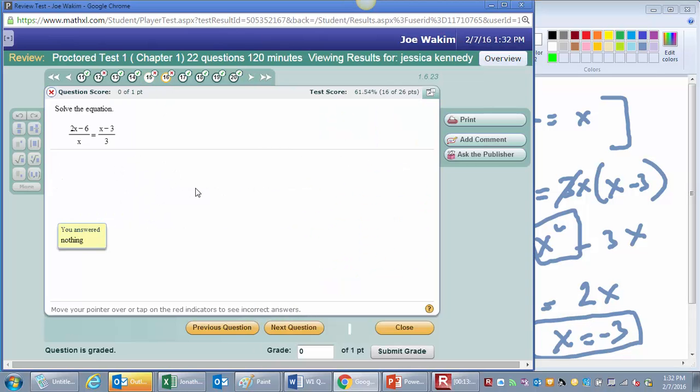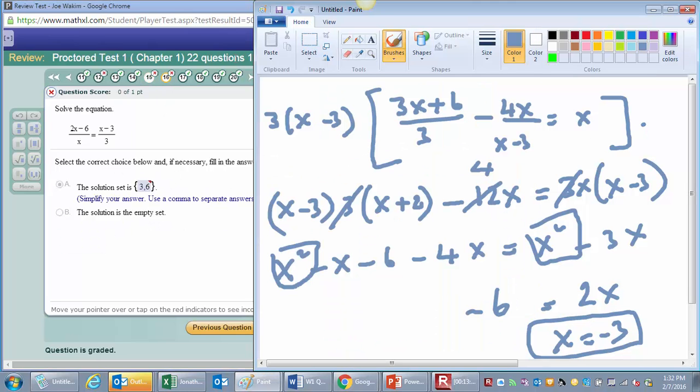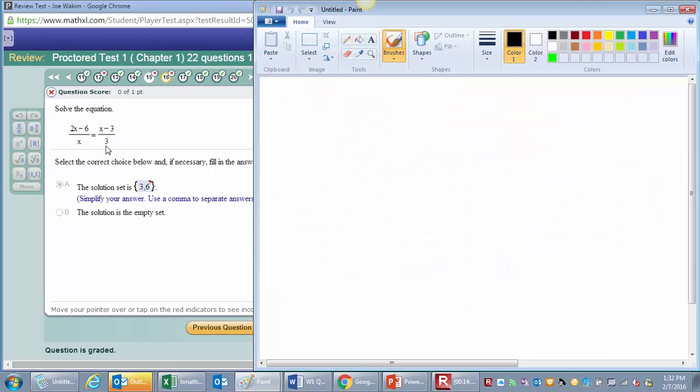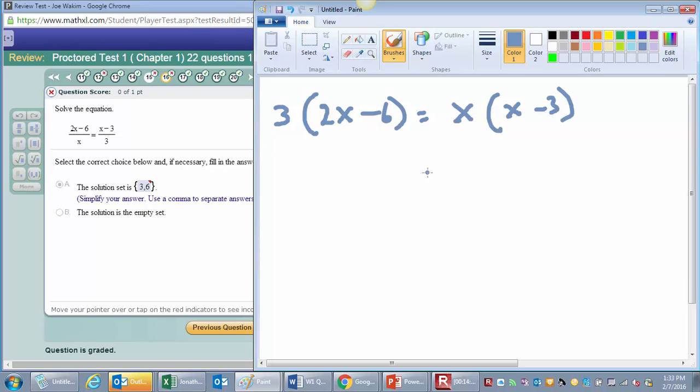Let's try 16. Exactly the same. We can do the same thing here. We can multiply both sides by 3x, right? Because the common denominator is 3. You can also cross multiply, so whichever you like. Let's cross multiply. 2x minus 6 times 3. So we have 3 times 2x minus 6 equals x times x minus 3. Nothing we can simplify. Let's just distribute.